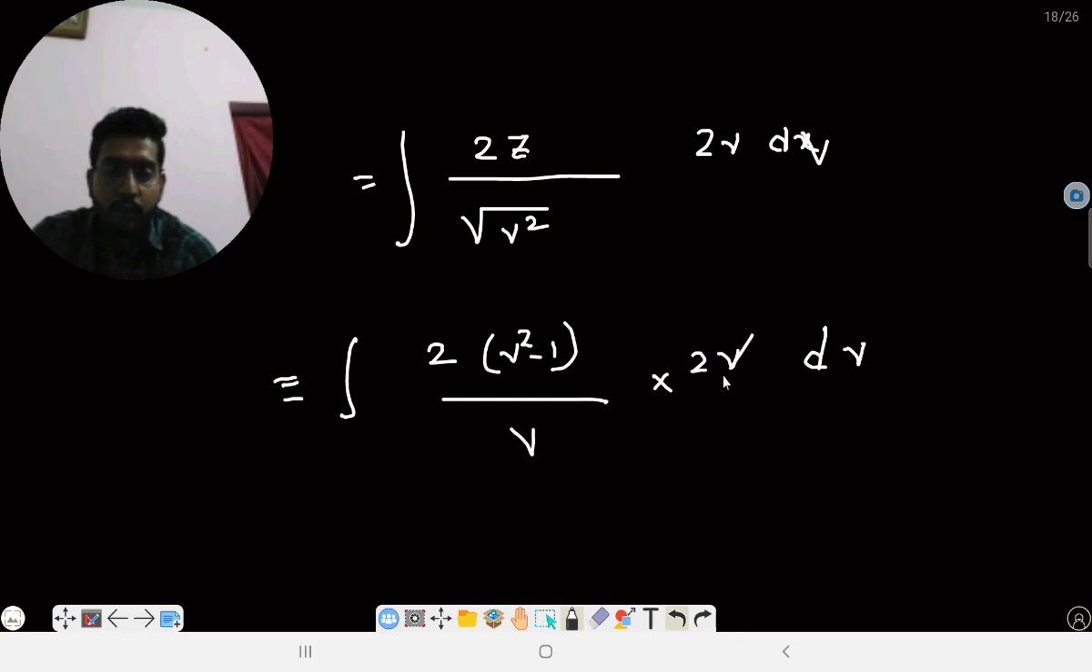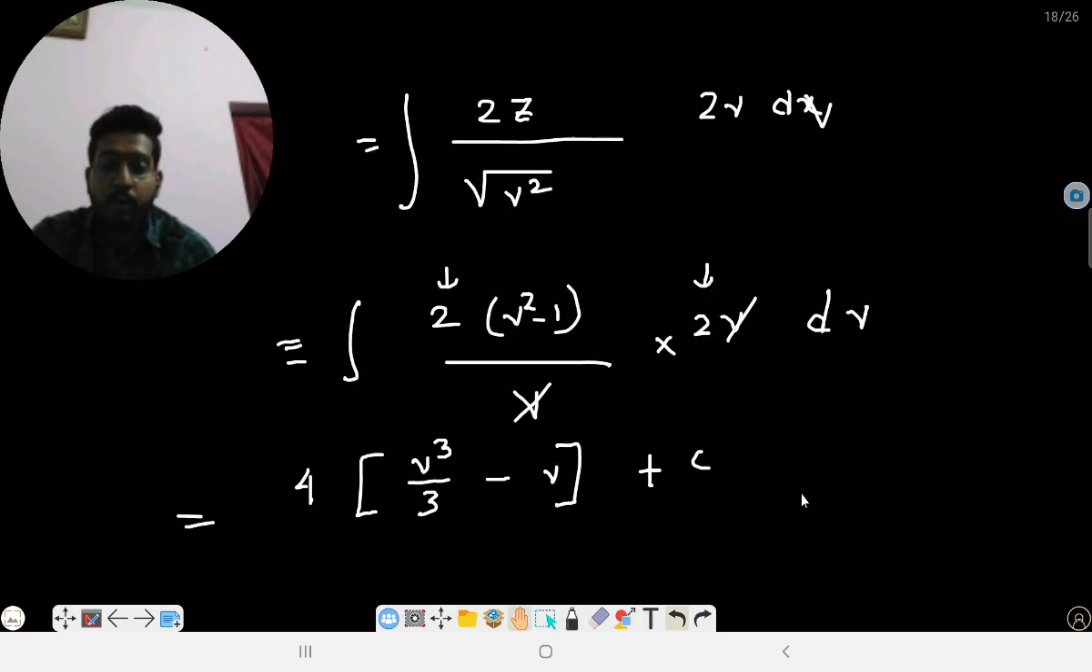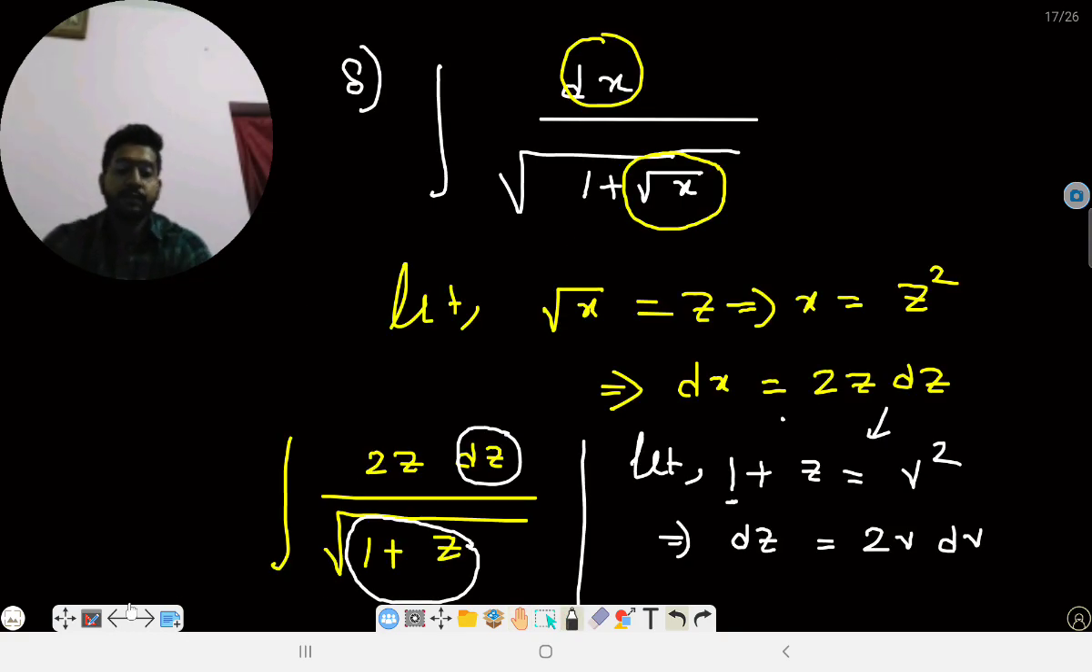Now from this, 2v and v will be cancelled out. So here you can see 2 and 2, that means 4. 4 will go there, and v square, what is the integration? V cube by 3, and integration of 1 will be v plus c. Now since those are substitutions, we have to put the values here. Now v, what was the value of v here?